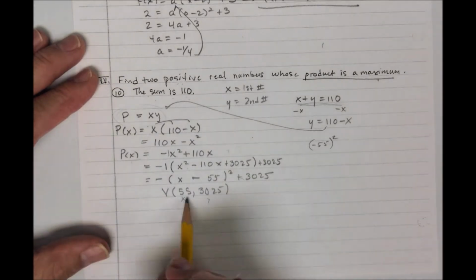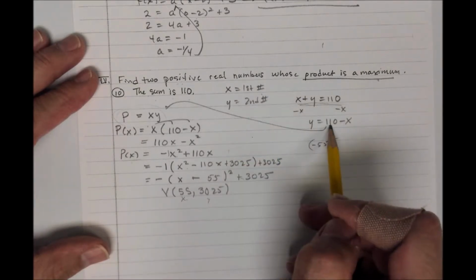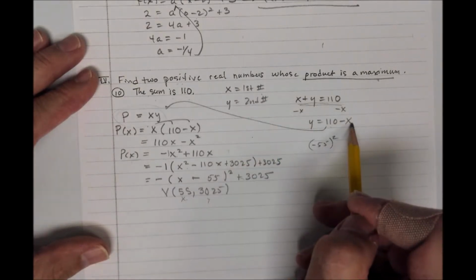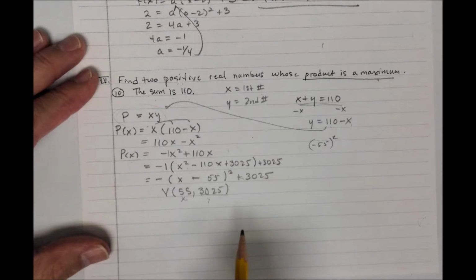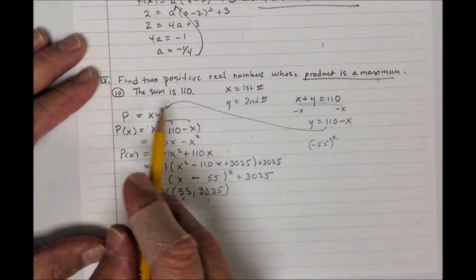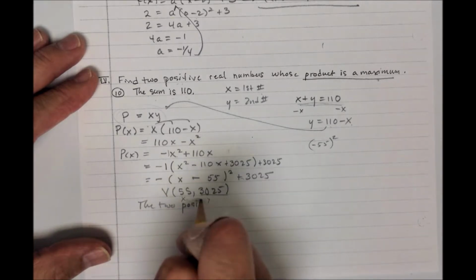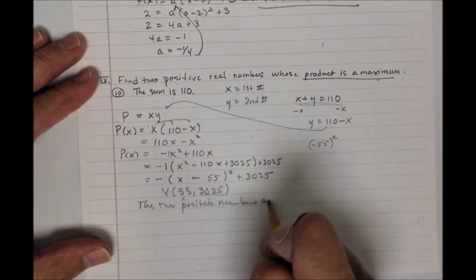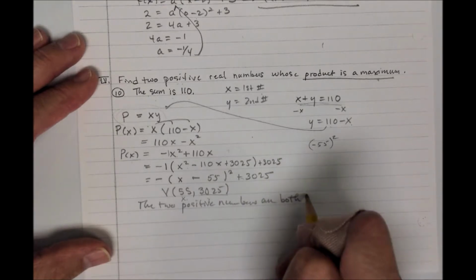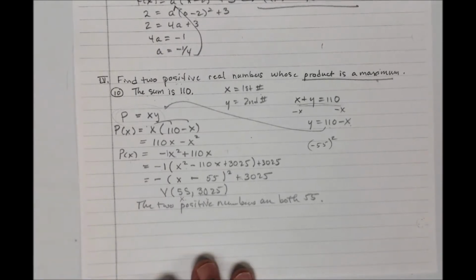So see, if x is 55, then y is 110 minus 55. It's 55. So both of the numbers are the same. They're both 55, and the maximum product is 3,025. So it says find the two positive numbers. The two positive numbers are both 55. There's the answer to that one. Nice little story problem. Okay?